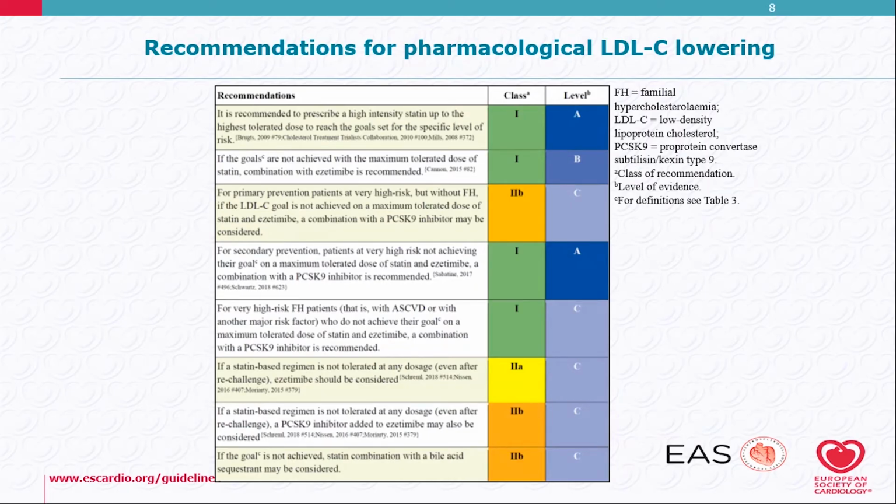As for drug treatment, it is recommended to prescribe a high-intensity statin up to the highest tolerated dose to reach the goal, and if the goals are not achieved with a maximum tolerated dose of statin, combination with ezetimibe is recommended. These are class 1 recommendations. For secondary prevention patients at very high risk, not at their goal, both with statin and ezetimibe, combination with a PCSK9 inhibitor is recommended. This goes for very high-risk FH patients as well.